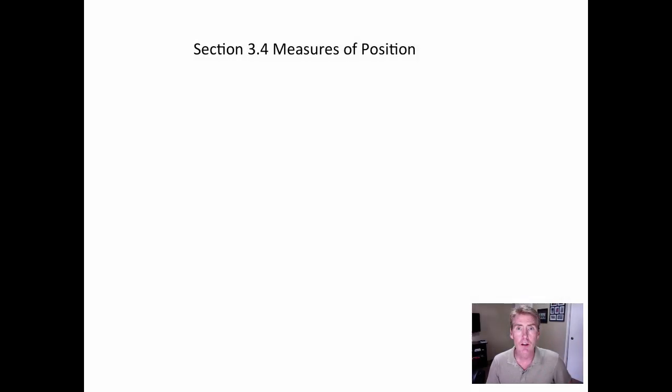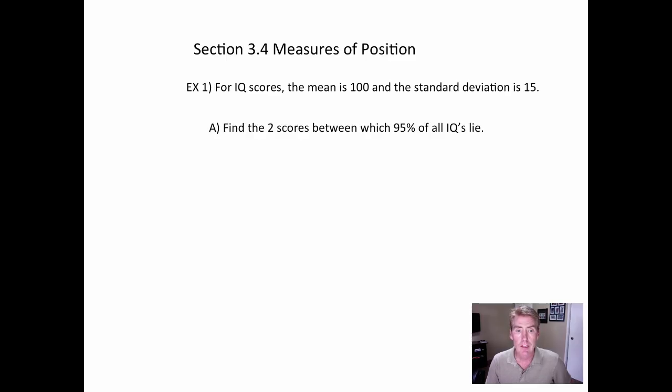Section 3.4 on measures of position. Well, it's known, actually, IQ tests are made up so the mean is 100 and the standard deviation is 15. It's also known that the scores have a normal distribution or a bell-shaped curve. Part A, find the two scores between which 95% of all IQ scores lie.